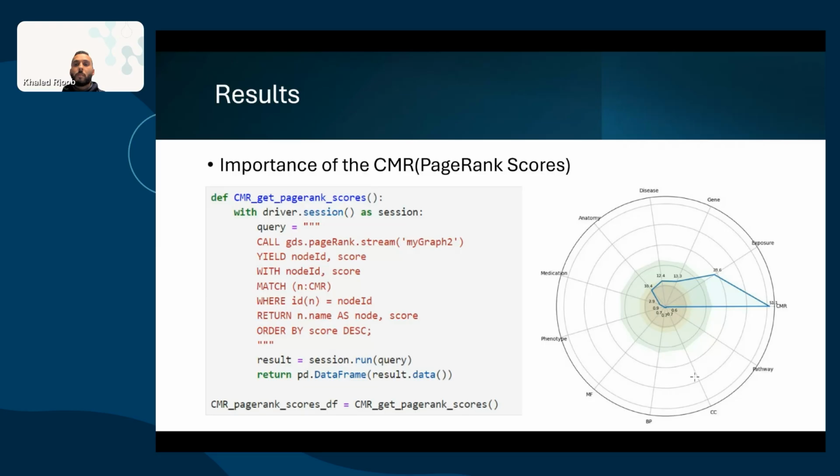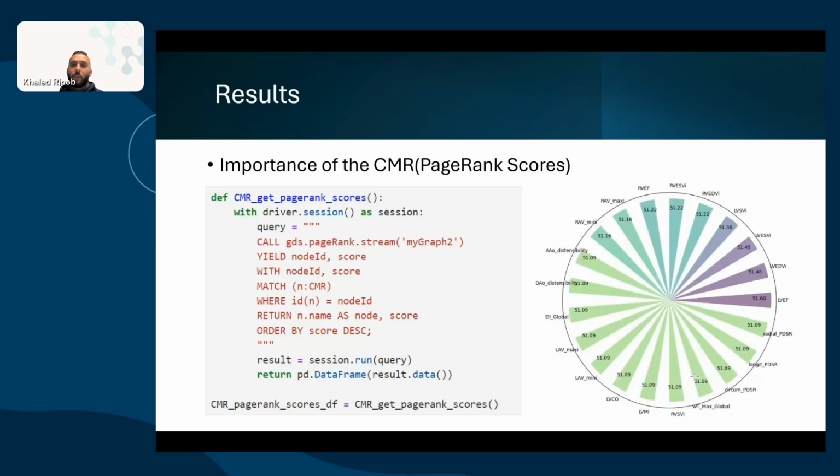And among those CMR features, we found that the left ventricle ejection fraction obtained the highest score. However, the difference between those CMR features regarding the PageRank score was very marginal. So the PageRank score here tells us the influence level of each CMR feature node in our knowledge graph.